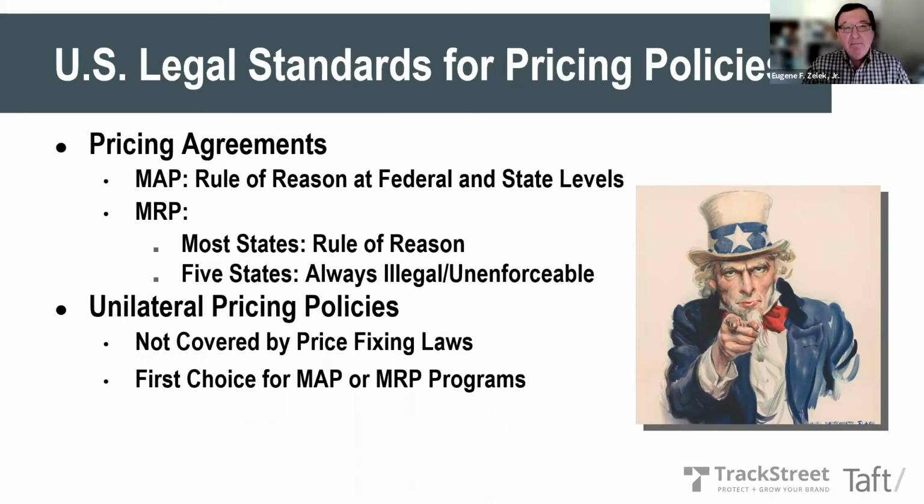So MAP, to recap, a MAP agreement, rule of reason every place. And the rule of reason, as we'll see in a minute, is very favorable towards manufacturers. MRP, you've got a problem in 5 states. But regardless of that, a unilateral policy with MAP or MRP is much more favorable because, as I mentioned before, you can change it anytime you feel like it. You don't need to get approval. It's simply a lot more flexible, and it's bulletproof in every state. So that's why it's the first choice for MAP or MRP programs. Next.